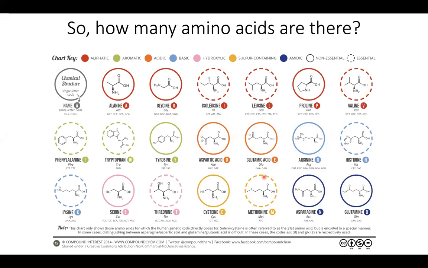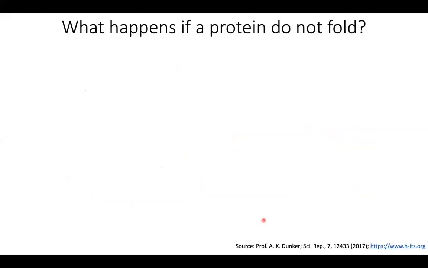So let's see. Now what happens if a protein does not fold? In the first part we talked about the primary structure of a protein, and from there the secondary structure.